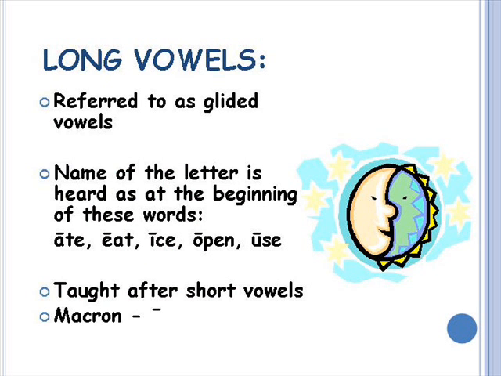Long vowels are referred to as glided vowels. In long vowel words, the name of the letter is heard, as at the beginning of these words: ate, eat, ice, open, and use. Long vowels are taught after short vowels. The macron is the diacritical mark used to indicate the specific pronunciations of the long vowels.